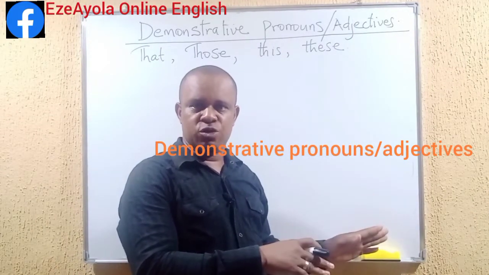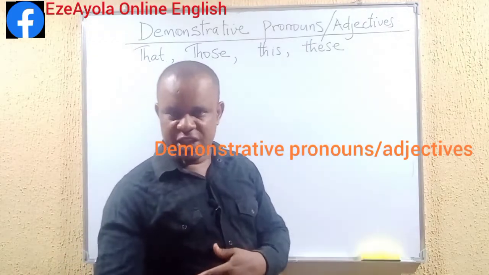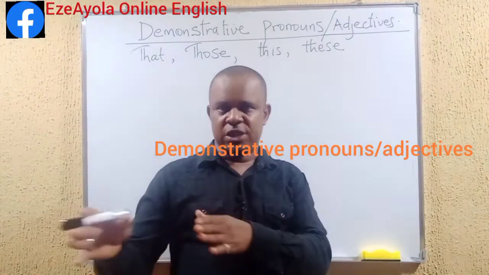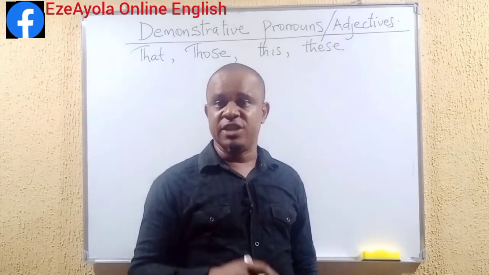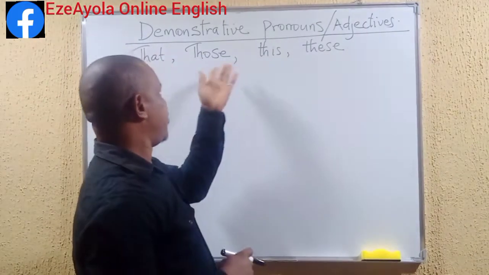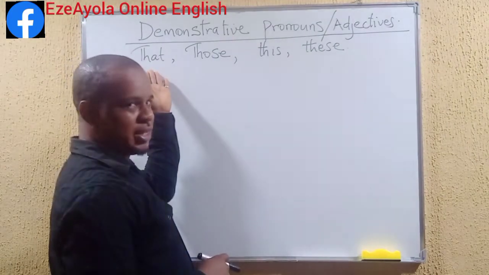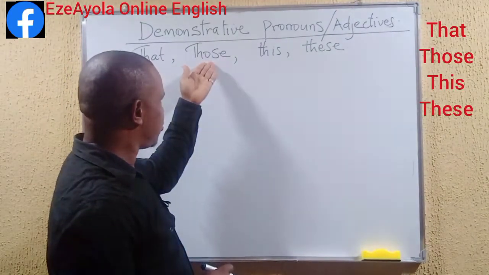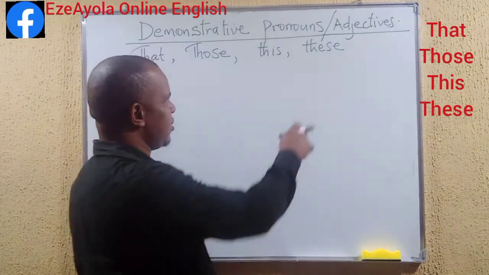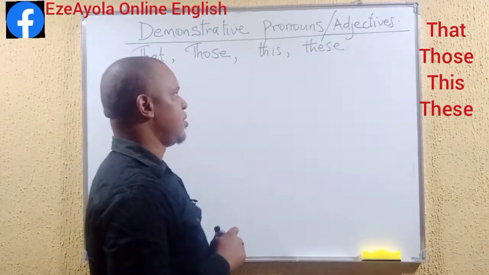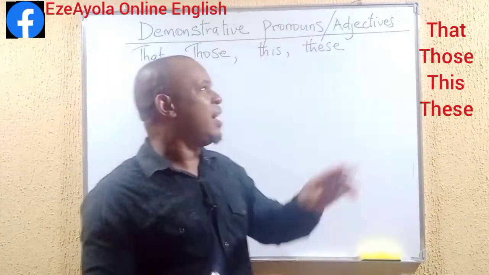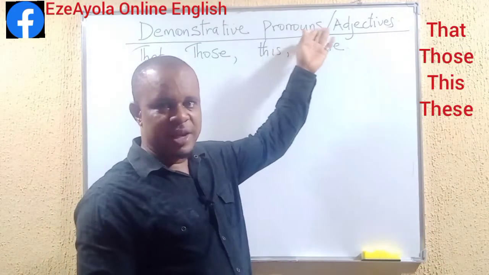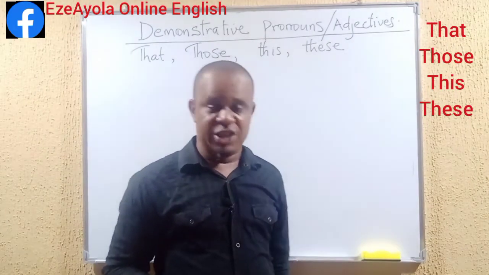Demonstrative pronouns, are they demonstrative adjectives? Demonstrative adjectives, are they equally demonstrative pronouns? Yes, they are. Look at them here. We have that, those, this, these. These are the four words that are embodied under the demonstrative pronouns and demonstrative adjectives.